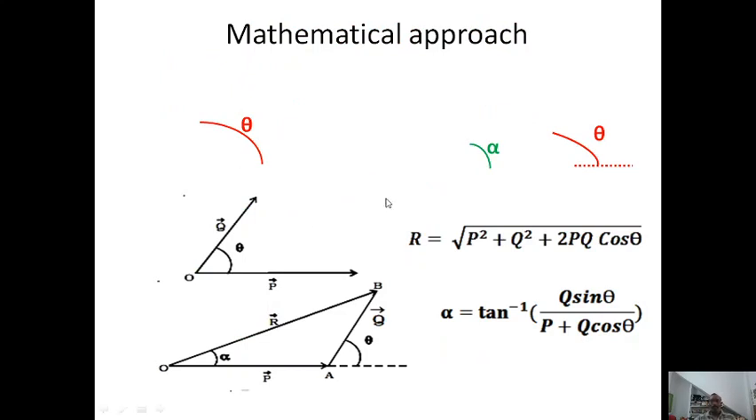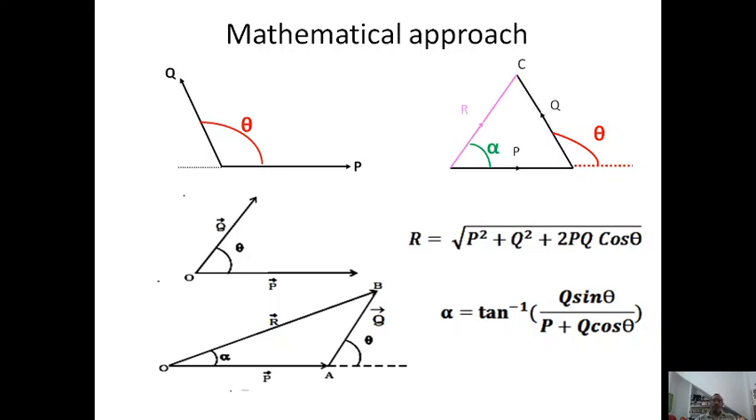The mathematical approach of the triangle law is the same as the parallelogram law. Just the arrangement of the sides should form a triangle shape. Here also the resultant R is equal to square root of P square plus Q square plus 2PQ cos theta. Remember, the arrangement of theta should be kept in mind as per the diagram shown above. And alpha is equal to tan inverse of Q sin theta by P plus Q cos theta.